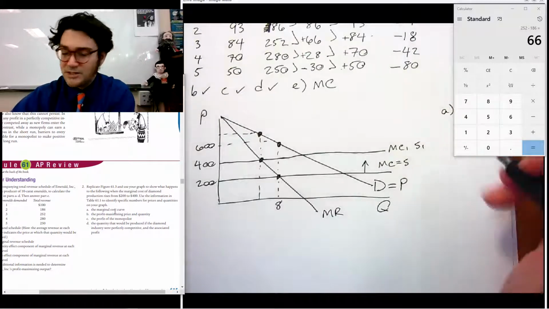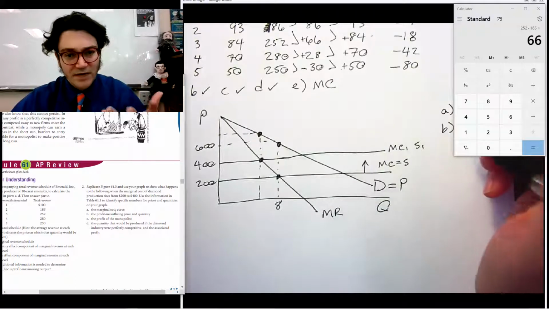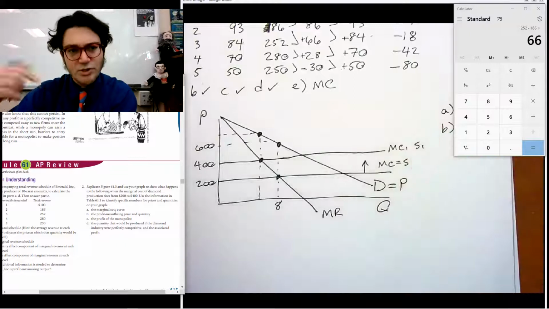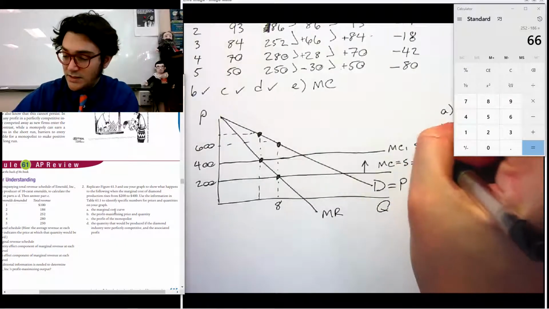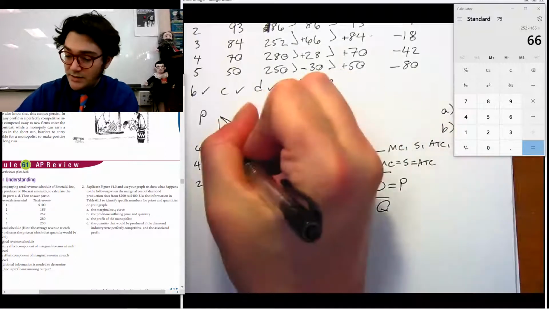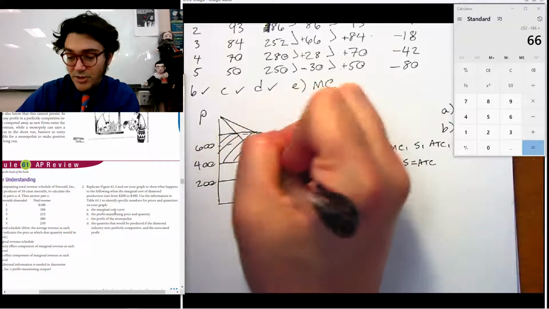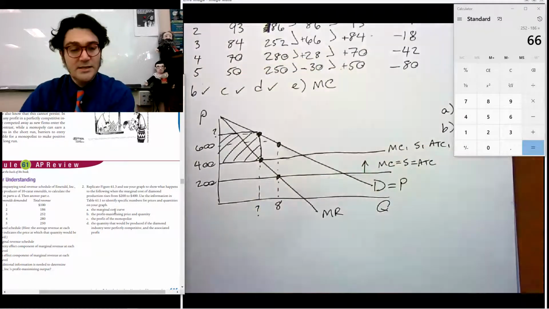Part B, profit maximizing price and quantity. We're going to look that up in the table that it specifies. The profit of the monopolist, we can find. It tells us in the original graph that this is also the ATC, and so we'd say that's ATC1. So we know that this area is going to be our profit. And so we still need to know this and that.